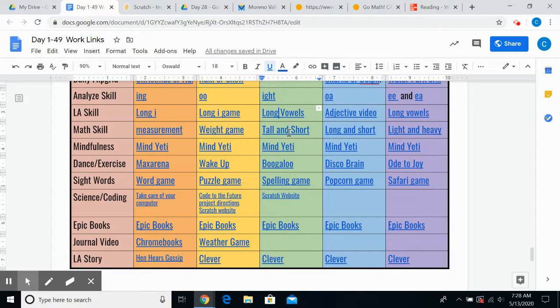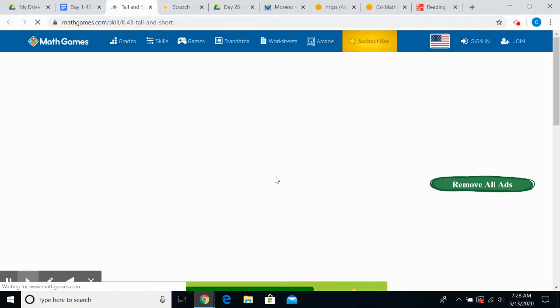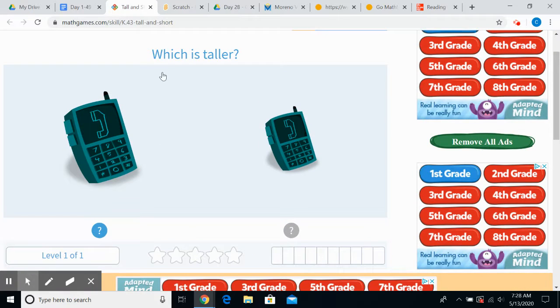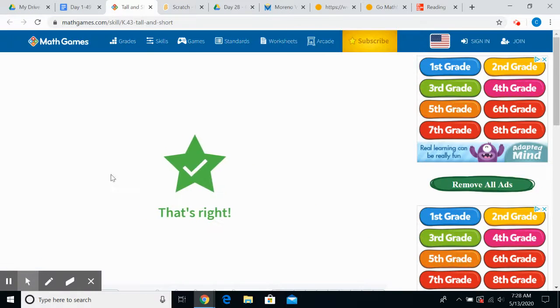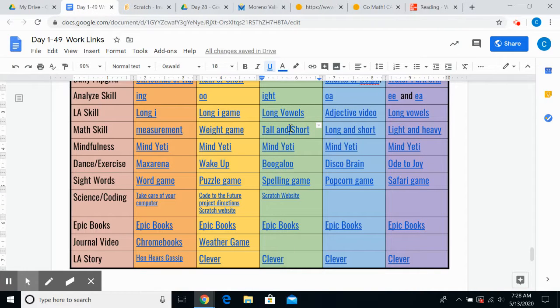Our math skill, we're learning about the words tall and short. So if you click here, it will take you to a math game that you can play today. It'll ask you like which one's taller. You just click on the one that's taller and you keep playing the game to see how many points you can get. Our mindful video is still Mind Yeti this week.